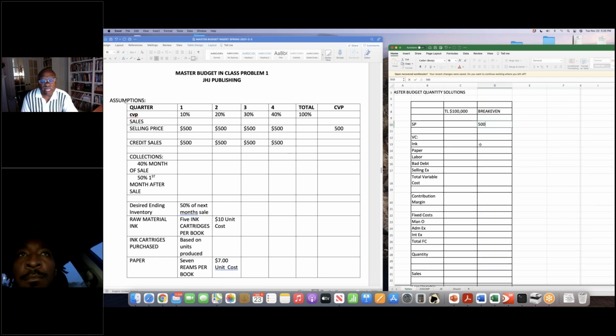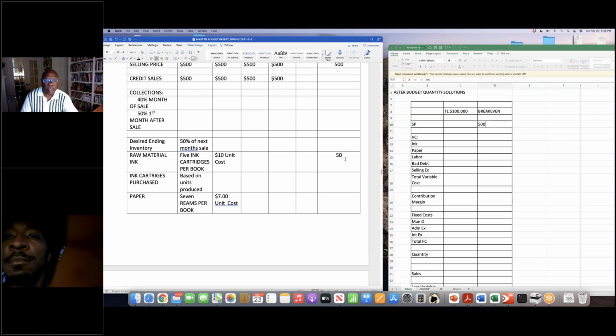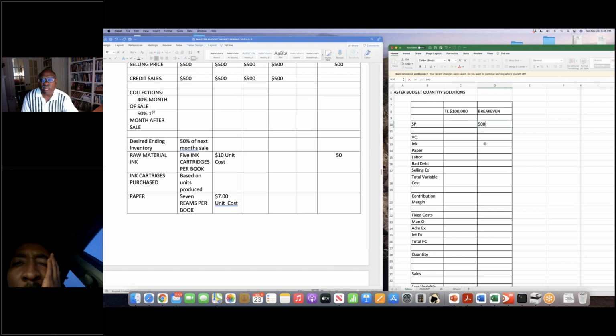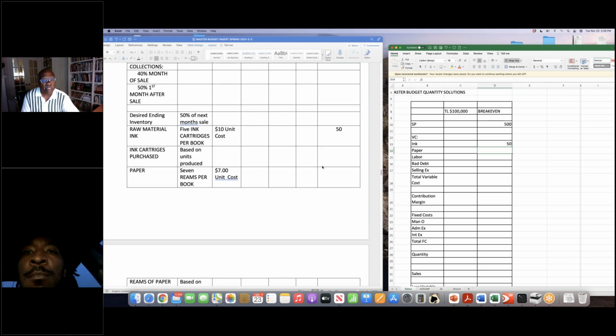All right, now the next thing on here is ink. So we go down to the ink. It says what? 5 ink cartridges at 10. So what we're going to have over here? 50. So ink is the next thing we put in here. What's next? Paper. And of course, you got these items for your product. So how much paper are we using?